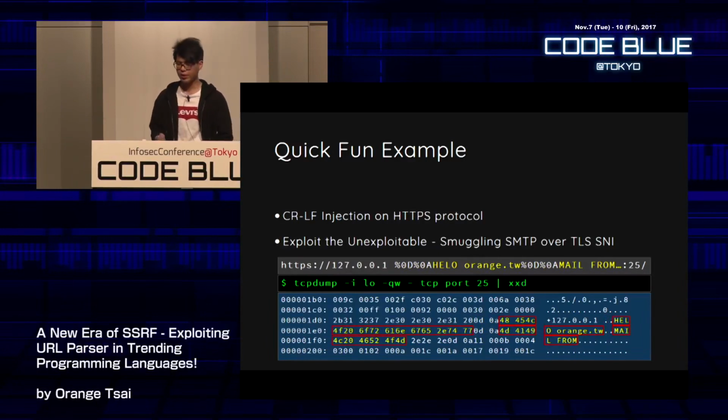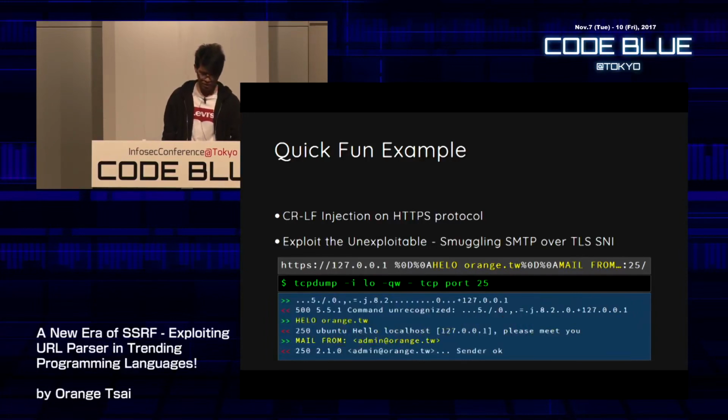The data separated by new lines is SMTP protocol with smuggling. Our command simply requires the SMTP server to send a mail. This is the request and the response in plain text. You can see there is no HTTP pattern such as GET or POST here. And the server still recognizes our payload as a valid command. So we exploit the unexploitable successfully.